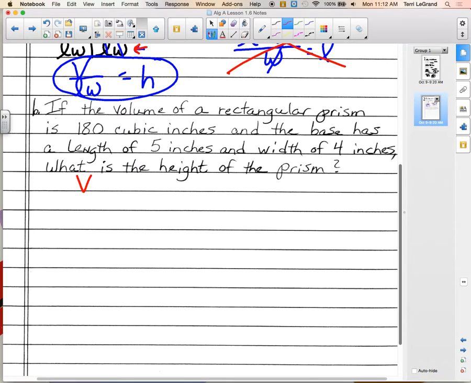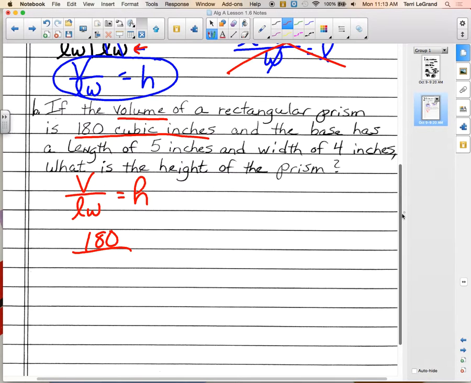Okay, now let's take our formula: V over LW equals H. Use our rearranged one, don't use the old one. This is going to be a lot easier. It's in terms of H instead of V. The volume of a rectangular prism is 180 cubic inches. Where's that going to go? In for V, it's going to go in the top. We don't need to put the cubic inches, by the way. We can leave the label out of our work here.